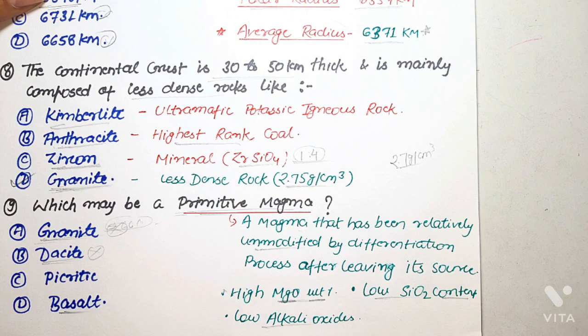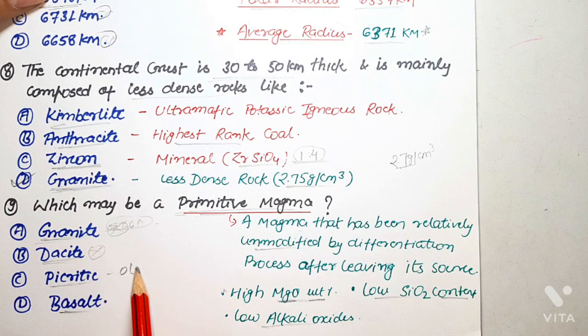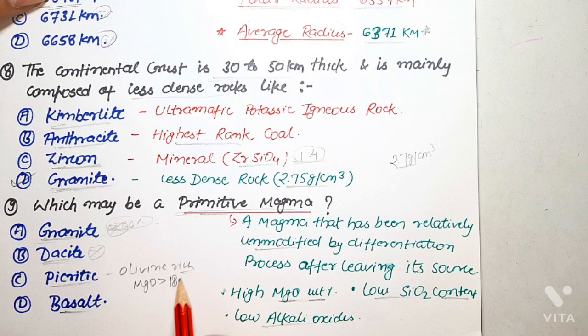And as compared to picrite, picrite is a type of basalt. Picrite is also a type of basalt, but it is olivine rich basalt. Okay, it is olivine rich basalt, with MgO weight percentage greater than 18%. Okay, and also Na2O and K2O, that is alkali oxides, and these are from 1 to 3%.